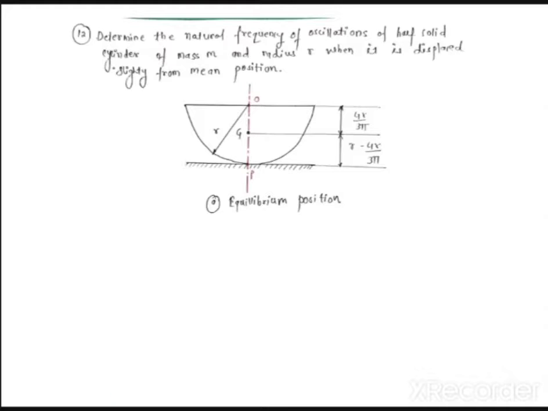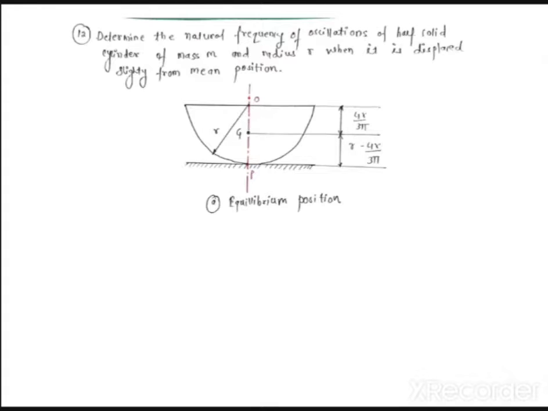Determine the natural frequency of oscillations of a half solid cylinder of mass m and radius r when it is displaced slightly from the mean position. Slightly from the mean position means what? What they have given you is this half solid cylinder, and you can say this is the O position.